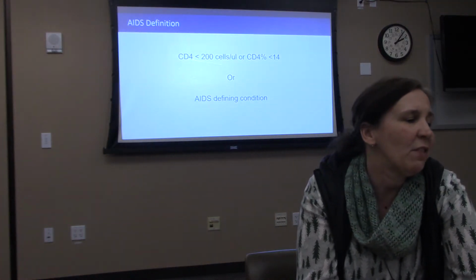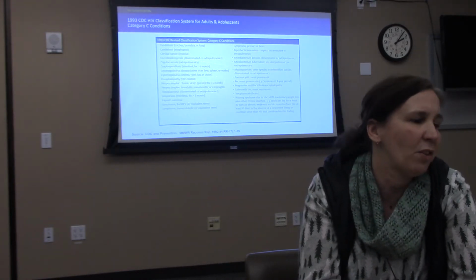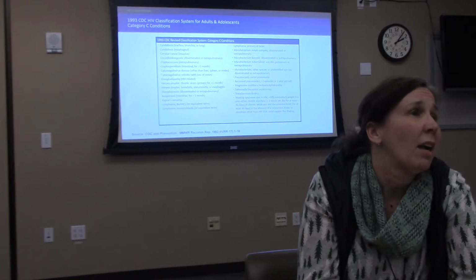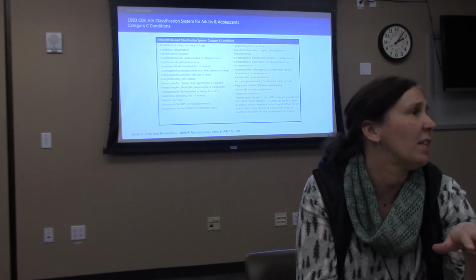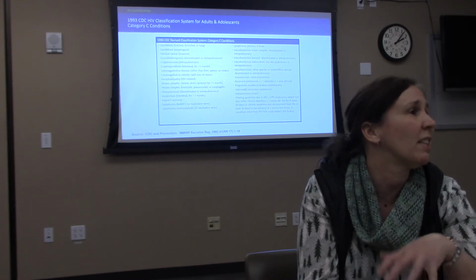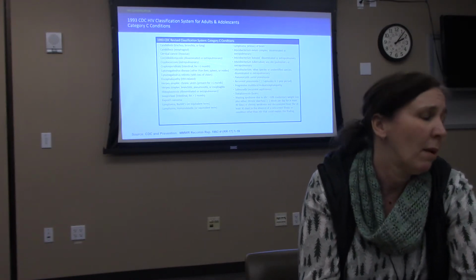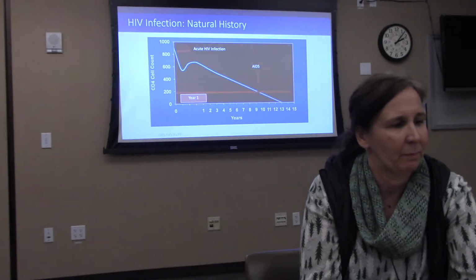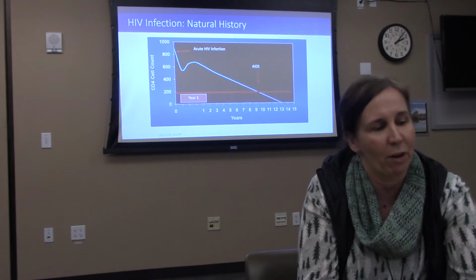So the definition of AIDS is when the CD4 count is less than 200, or you have an AIDS-defining condition. And this is a list of all the different AIDS-defining conditions. And unfortunately, we have seen people come in and be diagnosed with HIV and AIDS at the same time and have one of these serious AIDS-defining conditions because they've never been tested. And so they present really complicated medically, and it's harder on them.